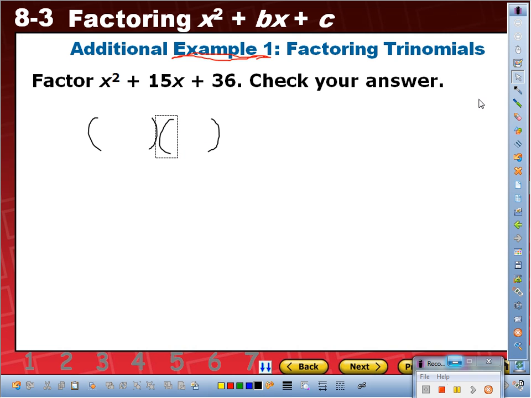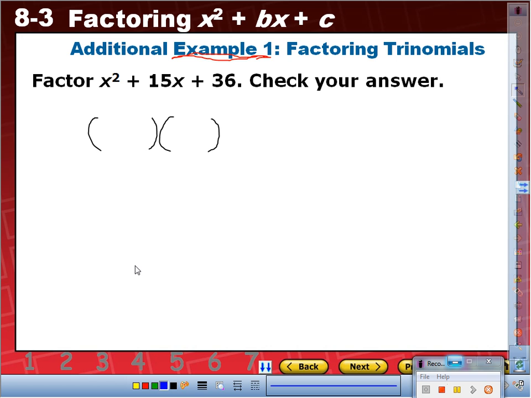There it is. Step 3, factor out the first term. Check this out. My first term is here. X squared could be written as x times x. That's why I put them in separate parentheses, because the parentheses are doing what operation? Multiplying.